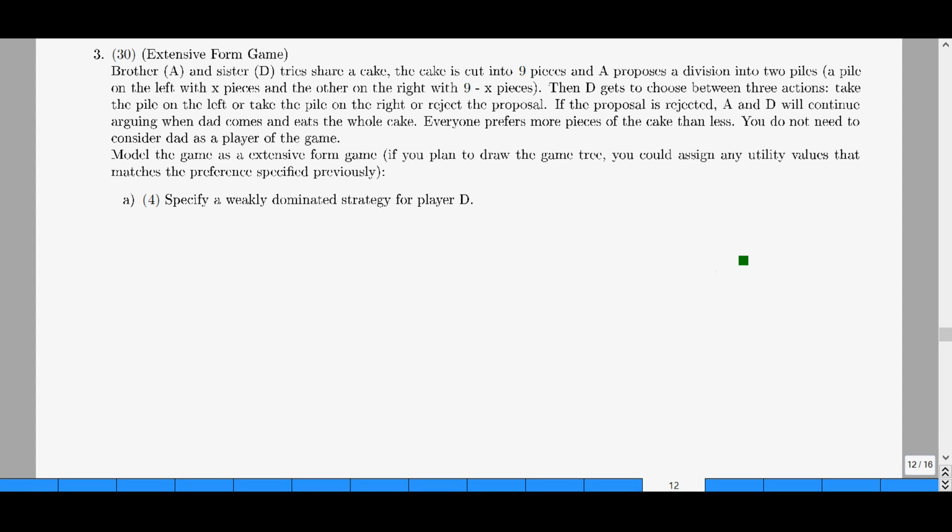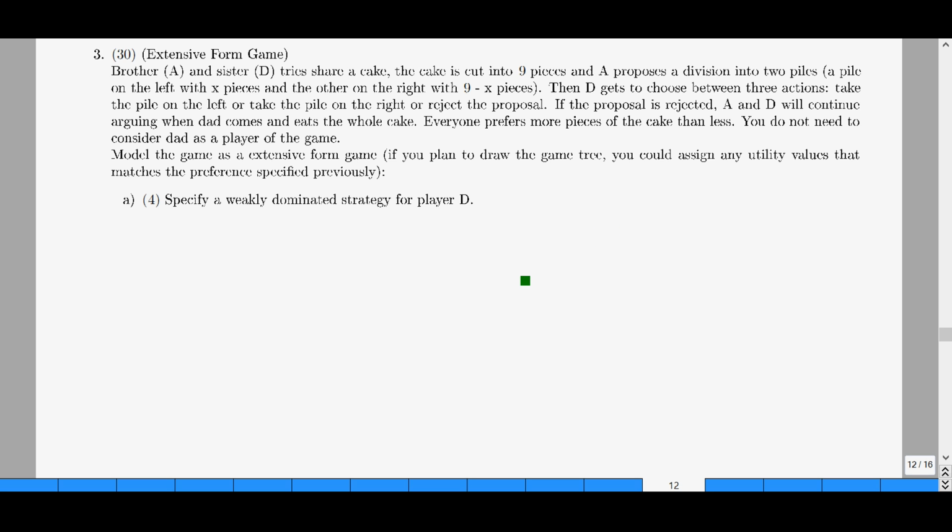Moving on to the last one. The last one is extensive form 1. Extensive form problem is usually the easier one, but this version is relatively hard. So let's go through this. The cake cutting one is the bargaining game. I was planning to talk about it last week, but I didn't, so I should talk about it this week.